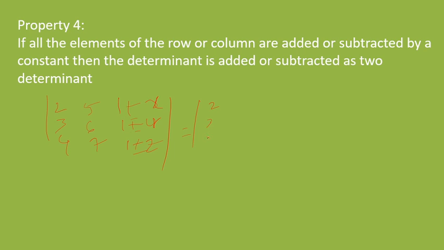First one is 2, 3, 4, as well as 5, 6, 7, then 1, 1, 1, plus or minus. Again you carry over 2, 3, 4, the same elements, 5, 6, 7, then you have x, y, and z. So what does it mean? If you have added or subtracted a constant, here your constant is 1, you can write it as the sum or difference of two determinants. That is property number 4.